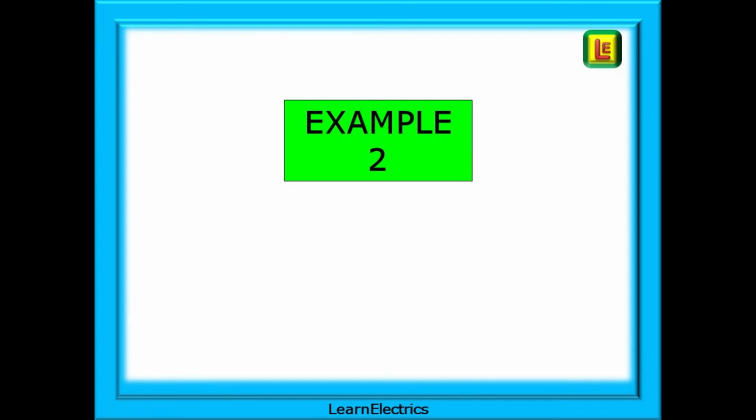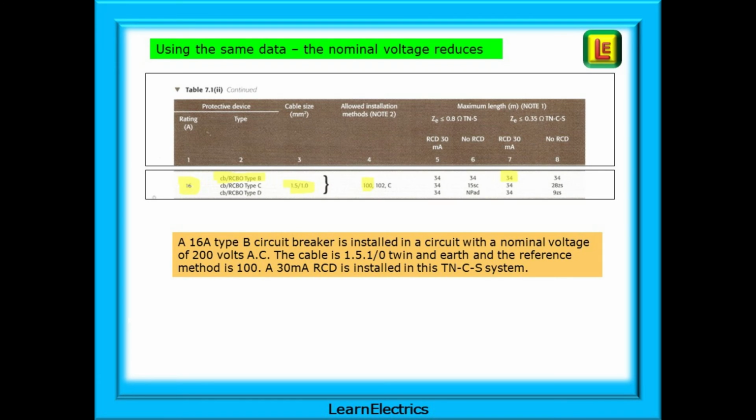Another example, and this time the new supply voltage goes down. We will use the same data from the tables so you can see the changes. The same 16 amp type B circuit breaker is installed in a circuit, but this time with a nominal voltage of just 200 volts AC. The cable is 1.5 by 1 mm twin and earth, and the reference method is 100. A 30 mA RCD is installed in this TN-C-S system. So what is the new permitted circuit length?